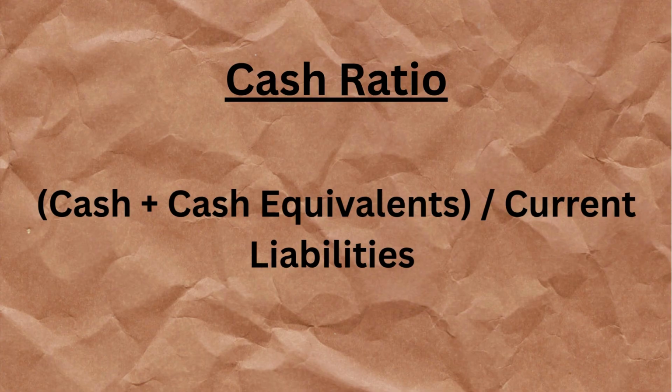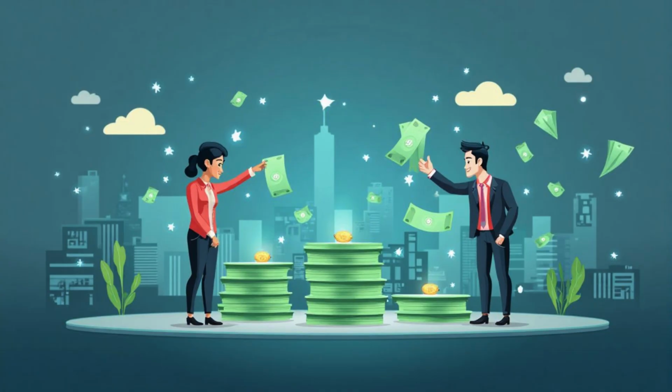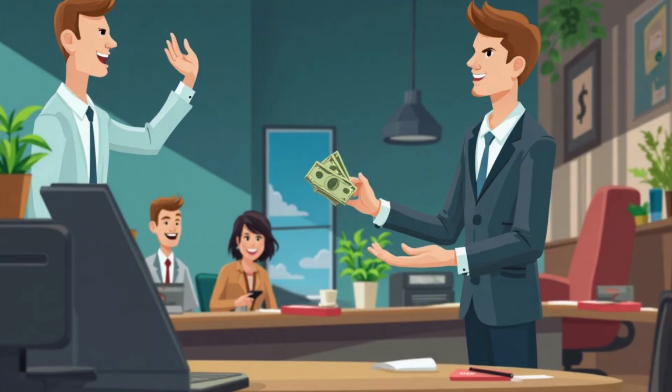Cash ratio is calculated by adding cash and short-term investments and dividing it by current liabilities. This ratio shows a company's ability to pay off short-term liabilities with its most liquid assets, which are cash and cash equivalents. A ratio above 1 suggests strong immediate liquidity, while a ratio below 1 indicates that cash and equivalents are not sufficient to cover all current liabilities.